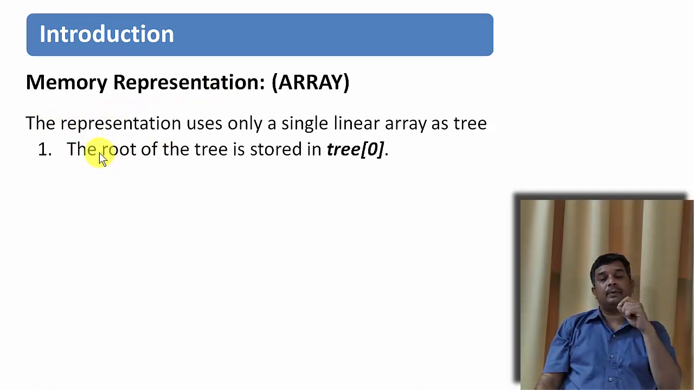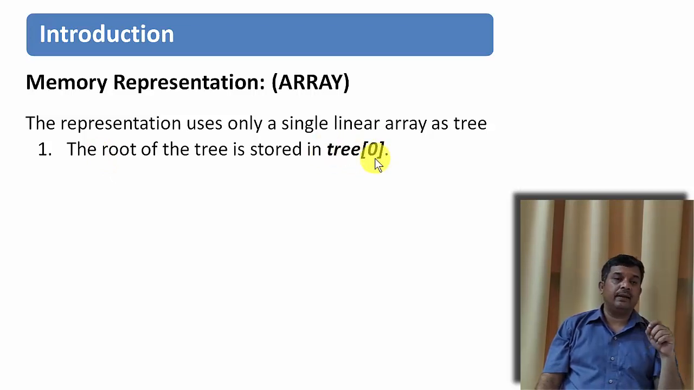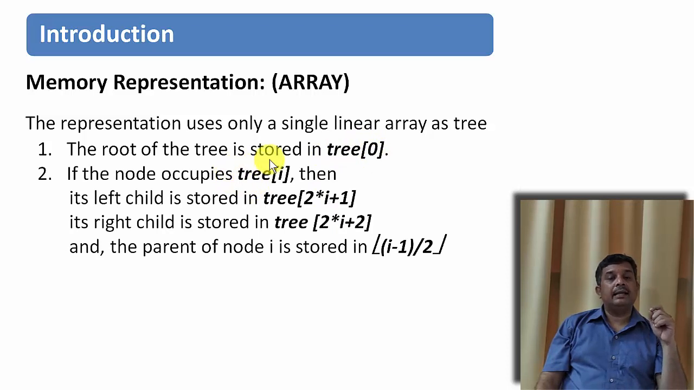If I want to represent a tree using an array, then at the 0th index I'll write the root of the tree. If there is a node at the ith index of the array called tree, then the left child will be at 2i plus 1, and the right child will be stored at 2i plus 2. If I know the child index, then I can find the parent index by the floor of (i minus 1) by 2. We'll see one by one.